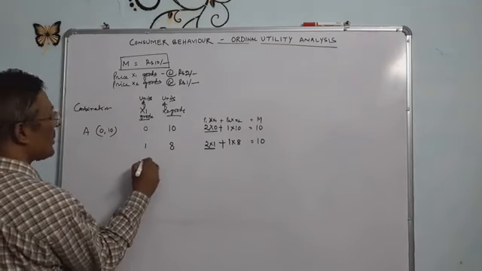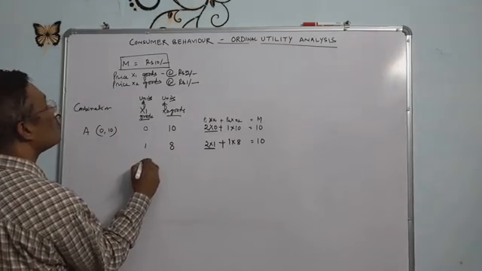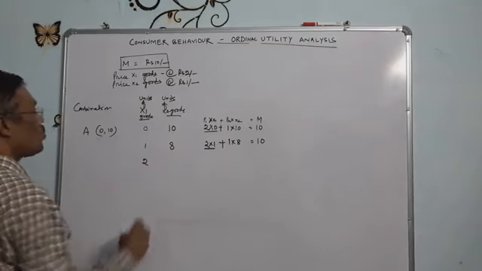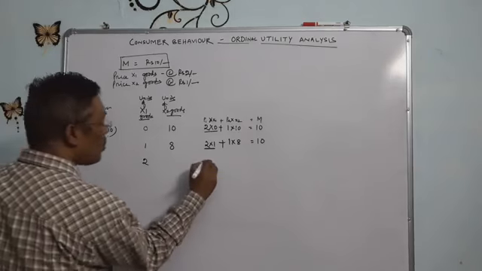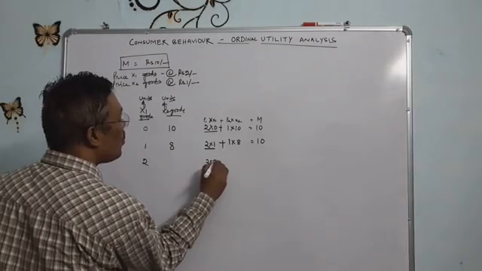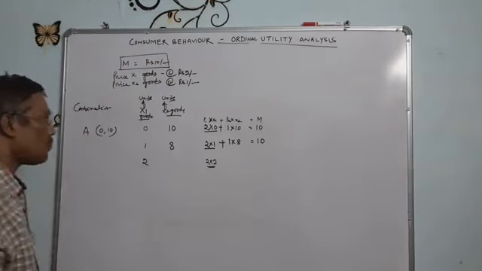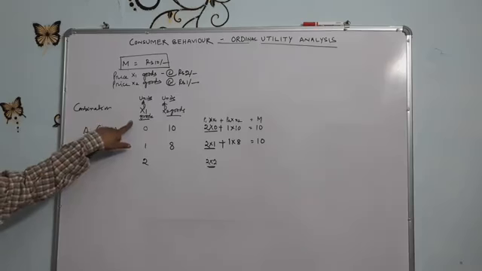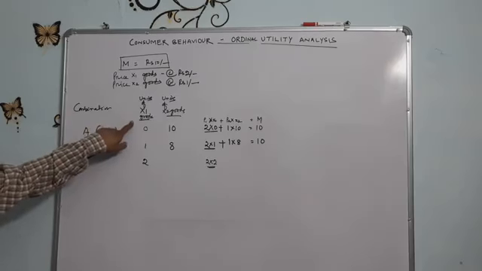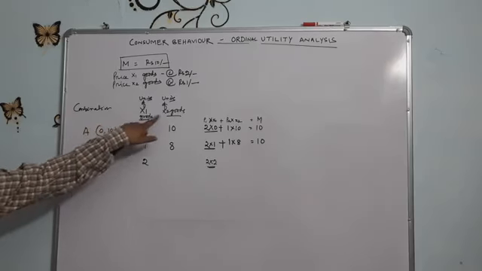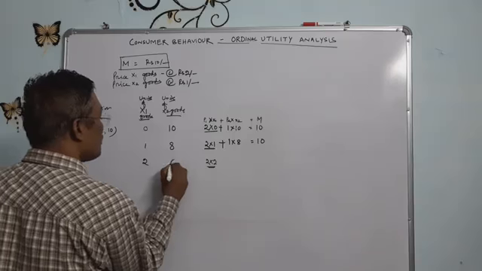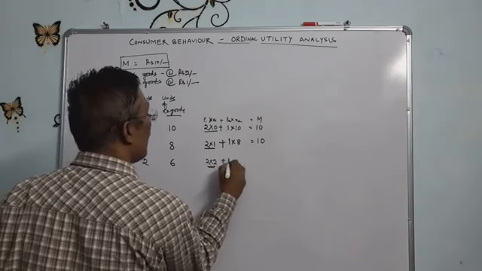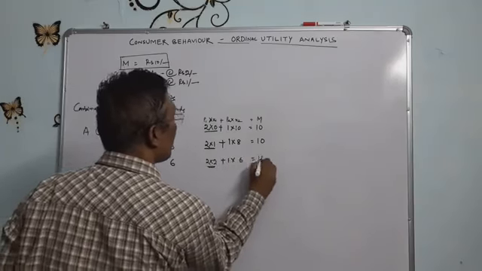Similarly, if he purchases 2 units of good X1, it means 2 into 2 equal to 4 rupees already spent on X1. The remaining 6 rupees will be spent on good X2, so 6 units he will purchase. That is 1 into 6, plus 4, equal to 10 rupees.